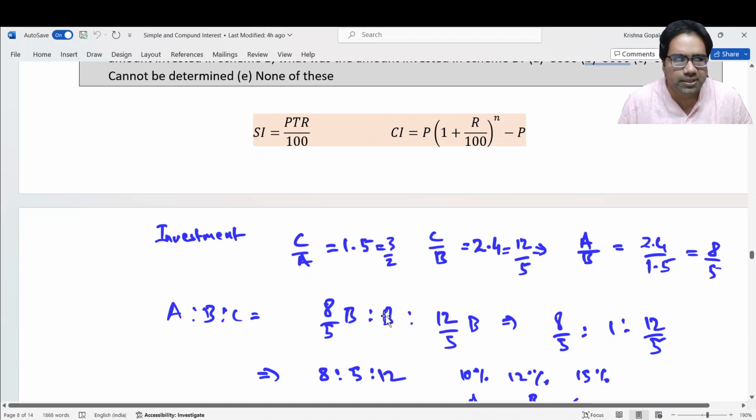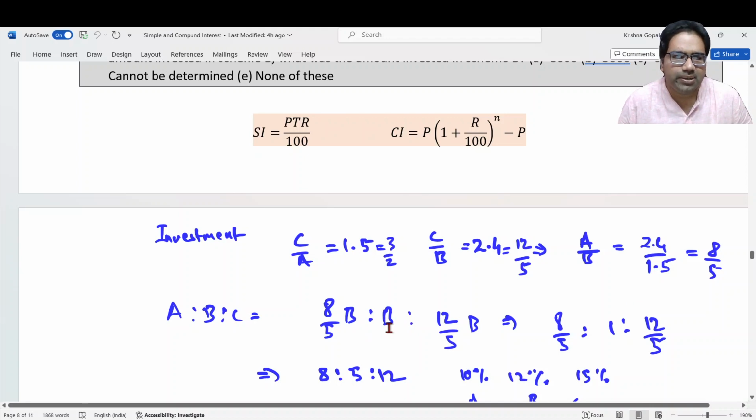So here let's take B as constant. What is A? A by B is equal to 8 by 5. That means A equal to 8 by 5 into B. And what is C in terms of B? C by B equal to 12 by 5. That means C equal to 12B by 5. Right? C is also expressed in terms of B.